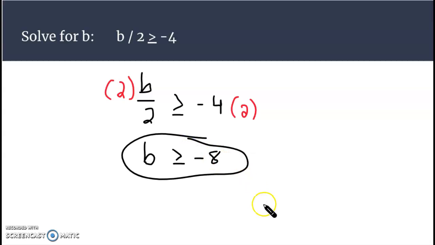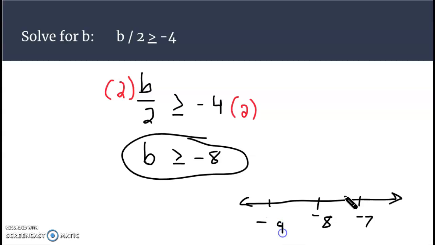In case you were wondering what that looks like on a number line, here's a number line, -8, and -7 is here, -9 is here. We're going to have a closed circle over -8, meaning we include that, and we shade everything to the right. All numbers to the right of -8, including -8, make the inequality true.